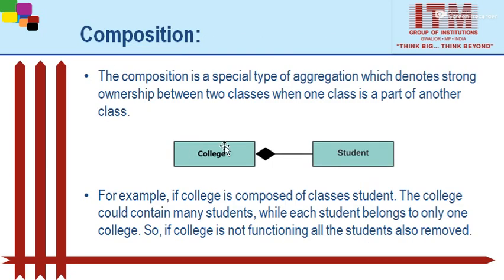Composition. Composition is a special type of aggregation which denotes strong ownership between two classes when one class is a part of another class. For example, if college is composed of student classes, the college could contain many students while each student belongs to only one college. So if the college is not functioning, all the students are also removed. So it shows strong ownership between two classes.